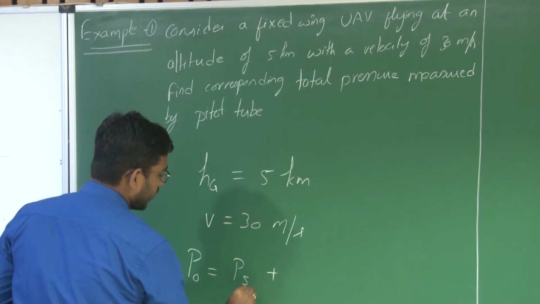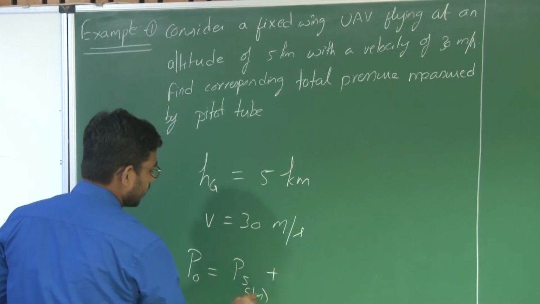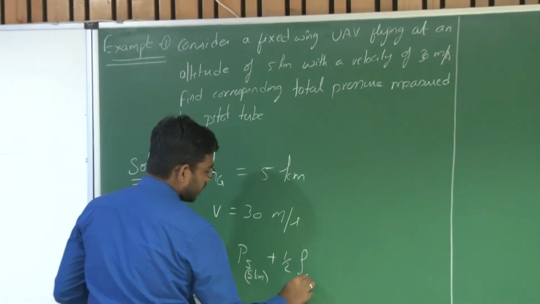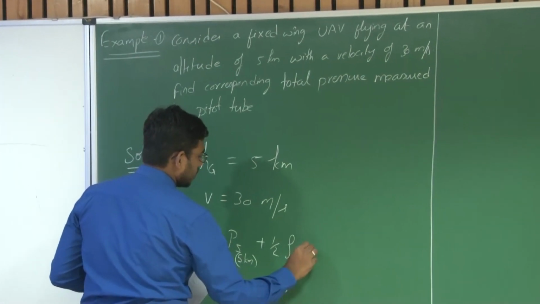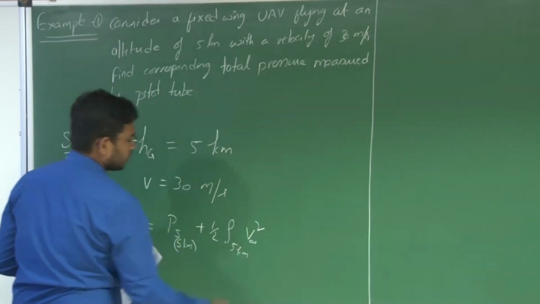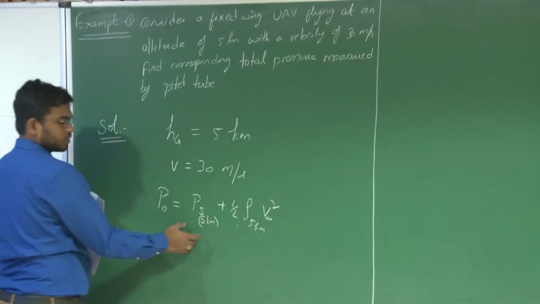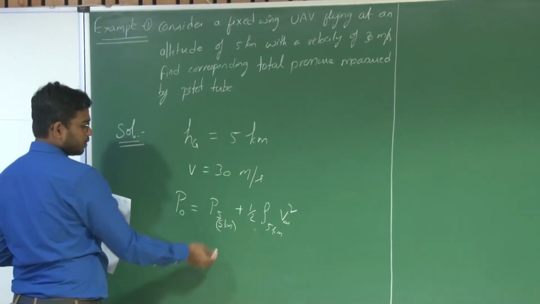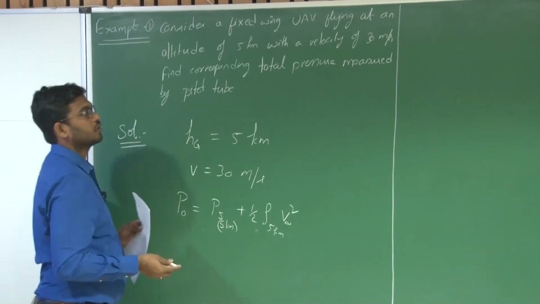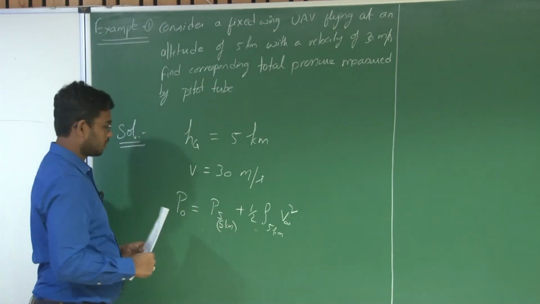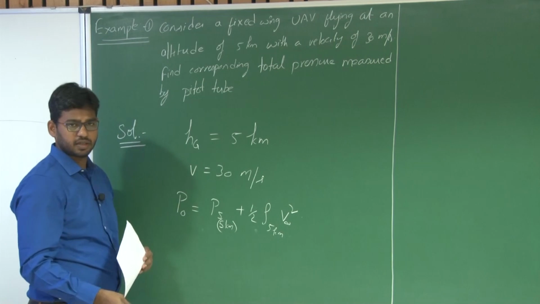Total pressure is PS at 5 kilometers, that is the static pressure at 5 kilometers, plus half density at 5 kilometers and the corresponding velocity square. So this is the dynamic pressure part, and this is the static pressure. At 5 kilometers we know the aircraft is flying in the gradient layer. You need to find the corresponding static pressure at 5 kilometers by using gradient layer equations.